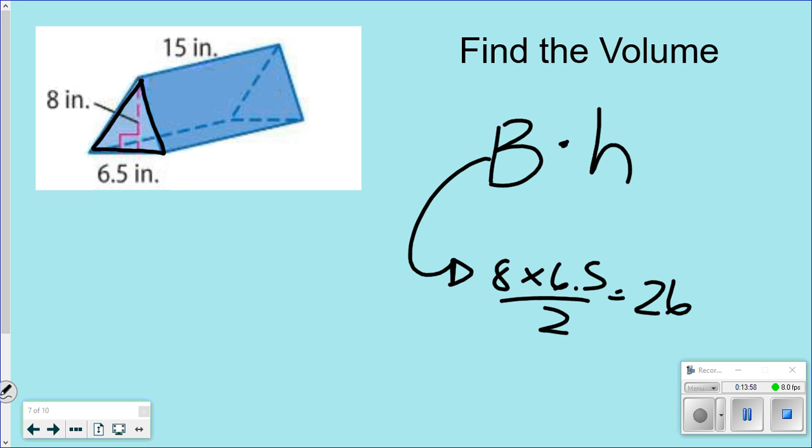Did you get that? Okay. Then I have 26 blocks I can basically fit in my first layer. How many layers do I have here? Does it tell me how tall it is? 15. So we're going to take that times 15.